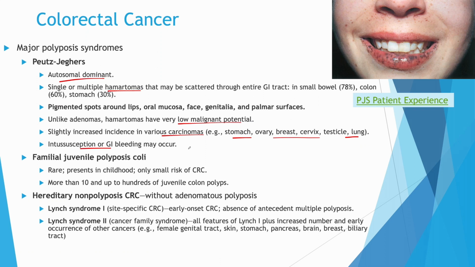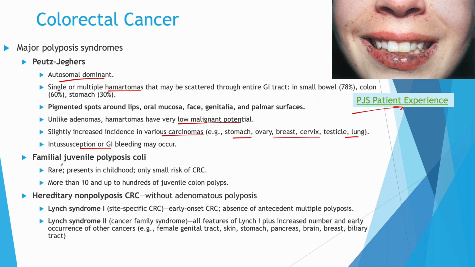They can have a slightly increased incidence of carcinomas like stomach, ovary, breast, testicle, lung, and then they can have some intussusception and GI bleeding. If you're curious, I would definitely click here and check out this young man's experience, and he kind of talks about what he's been through as a PJ patient. So it might be worth your while to click that. It's a short YouTube video.